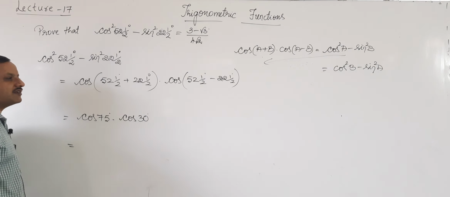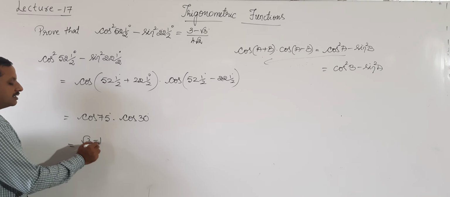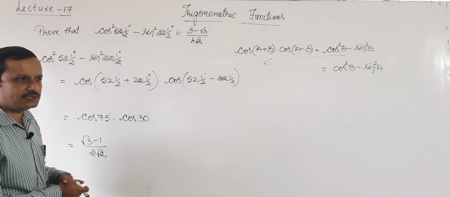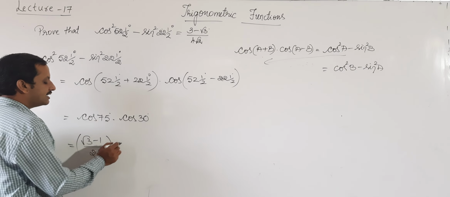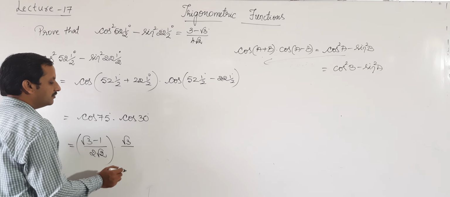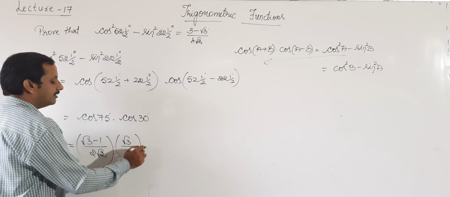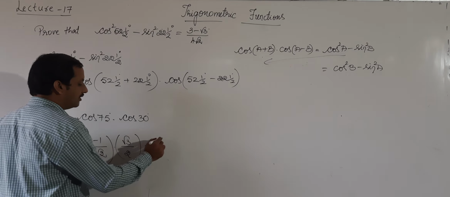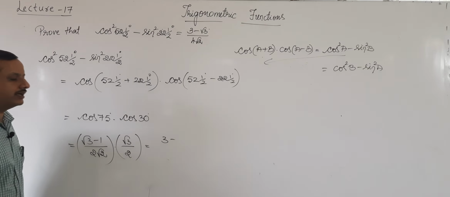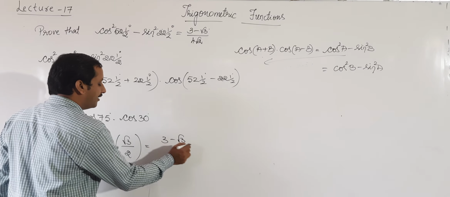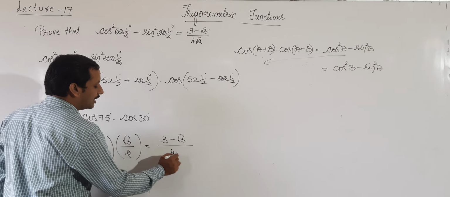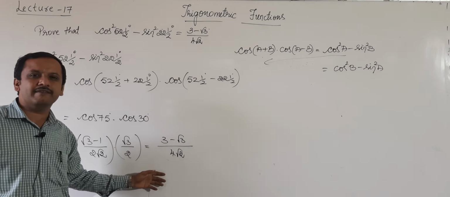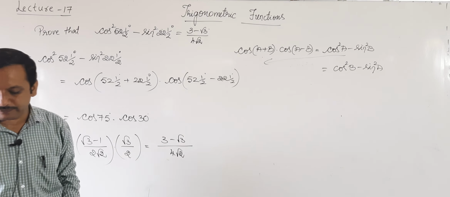Cos 75 degree, what's the value of cos 75? Cos 75 is nothing but root 3 minus 1 by 2 root 2. You should remember all these things, okay? Then cos 30 is a well-known value. What is the value? Root 3 by 2, right? That's equal to root 3 into root 3 minus 1. If I multiply, root 3 into root 3 will give you 3, minus root 3 into 1, that is root 3, divided by 2 root 2 into 2, which will give you 4 root 2. That's what we want: 3 minus root 3 divided by 4 root 2.